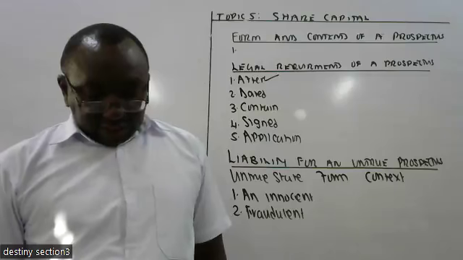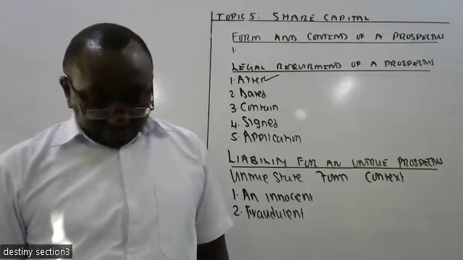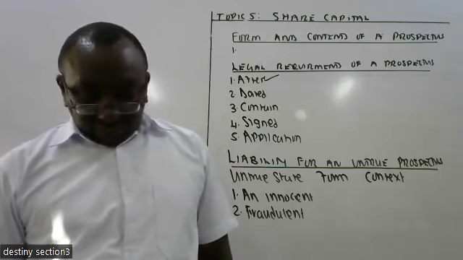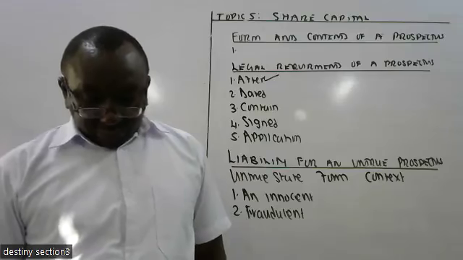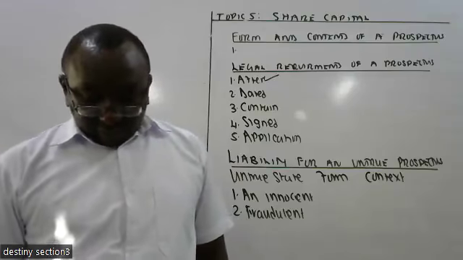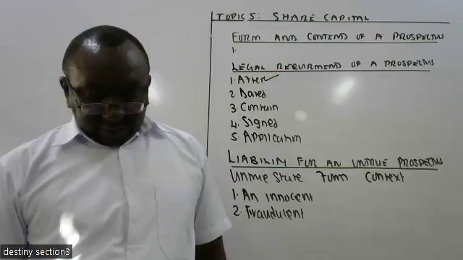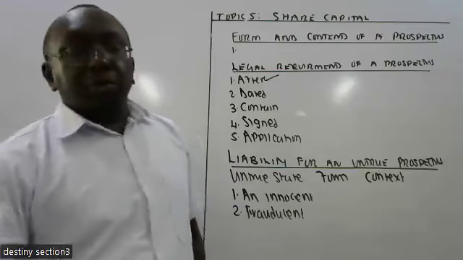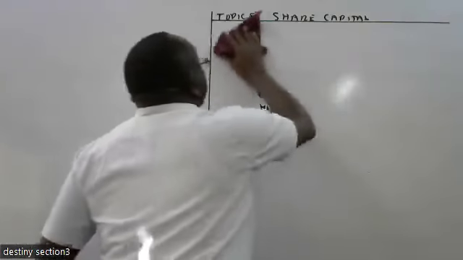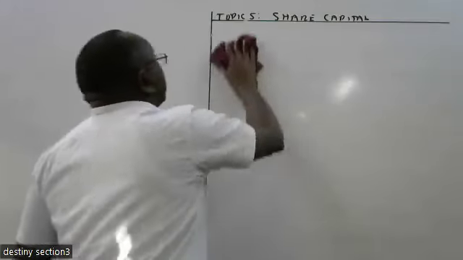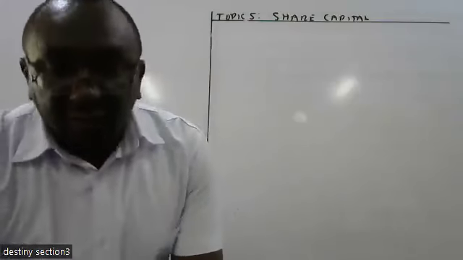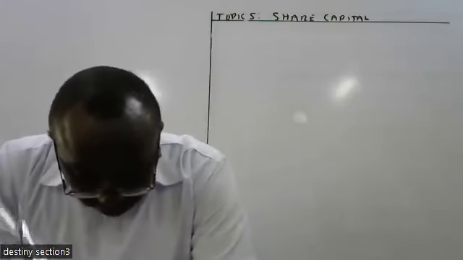Then we write that the following persons are liable. One, directors. Number 2, promoters. And number 3, issuers of the prospectus.